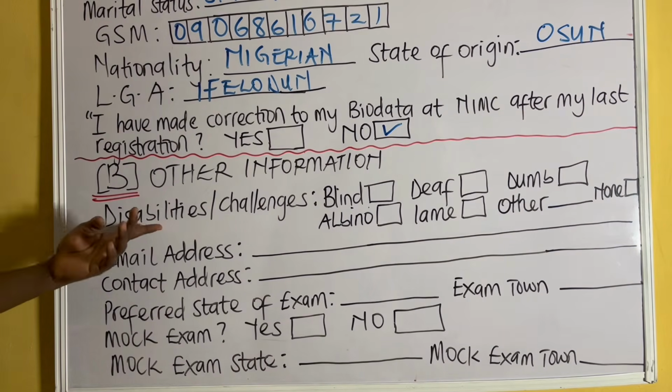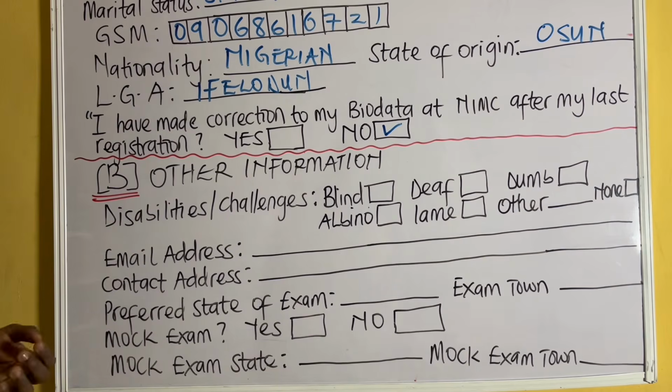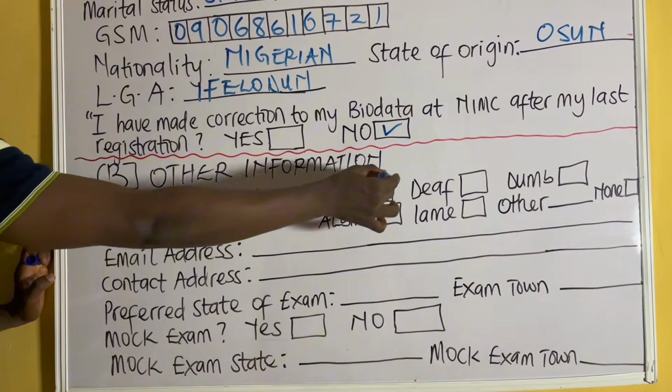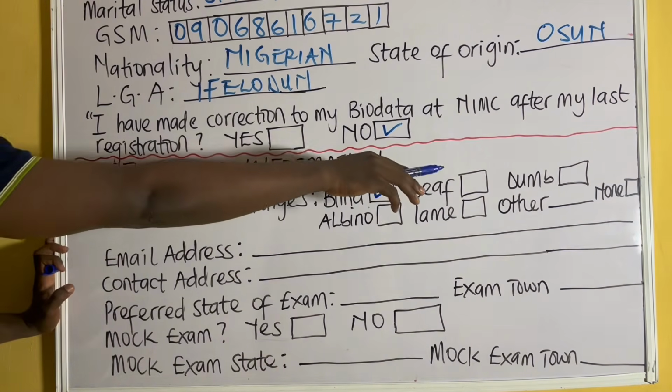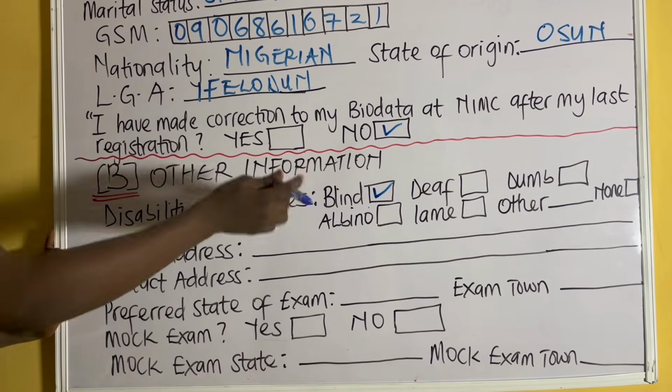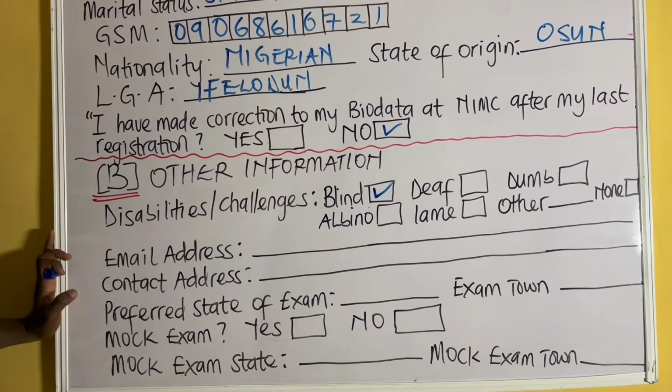Now in section B, the section says other information. So you are asked whether you have a disability, that is challenges you have: blind, deaf, dumb, albino, lame, or others. And if you don't have any, you click on none. So let's assume that the student registering is blind. So you just click on this. And if you don't have anything, you will tick on none. And if you have one which is not here, then you are going to write it in.